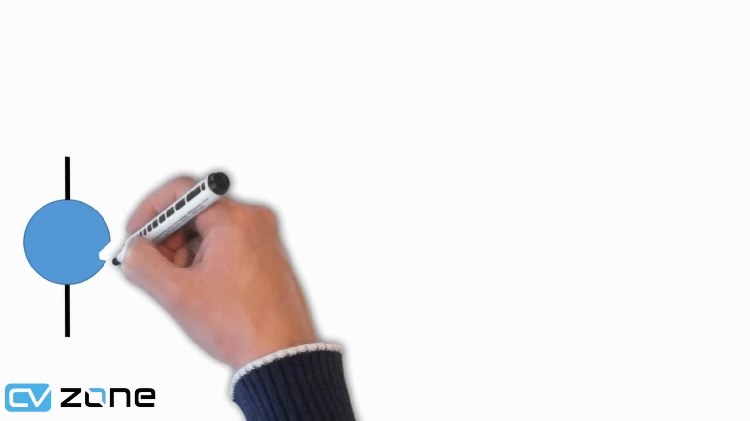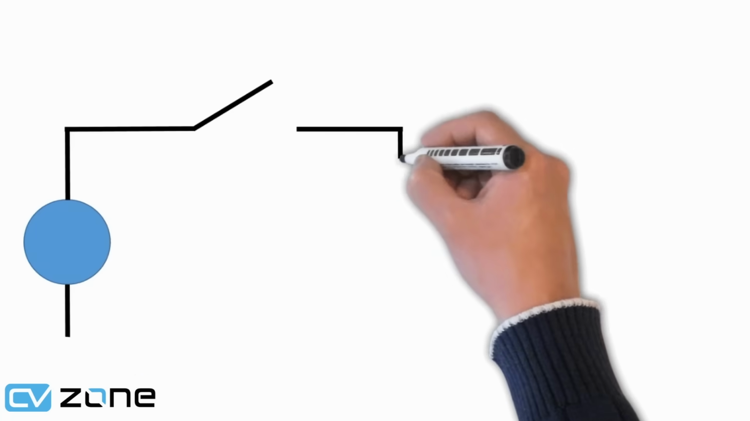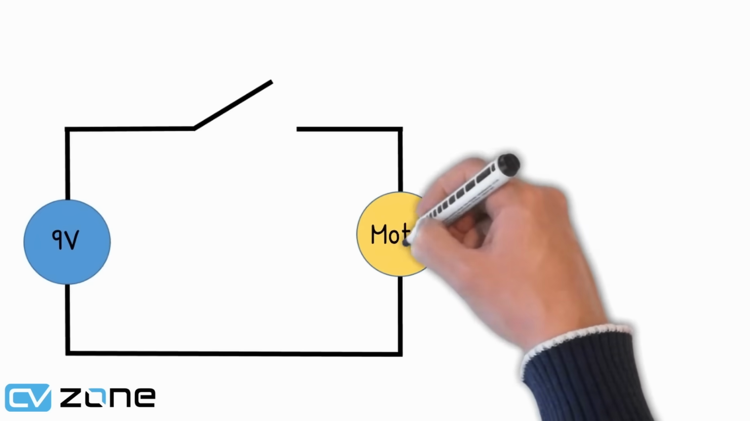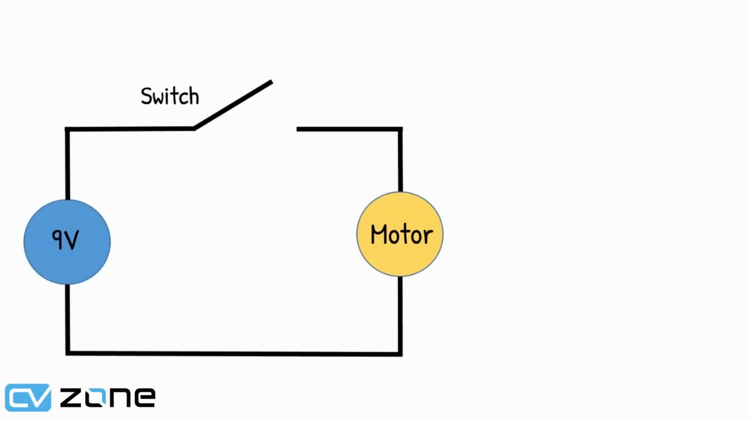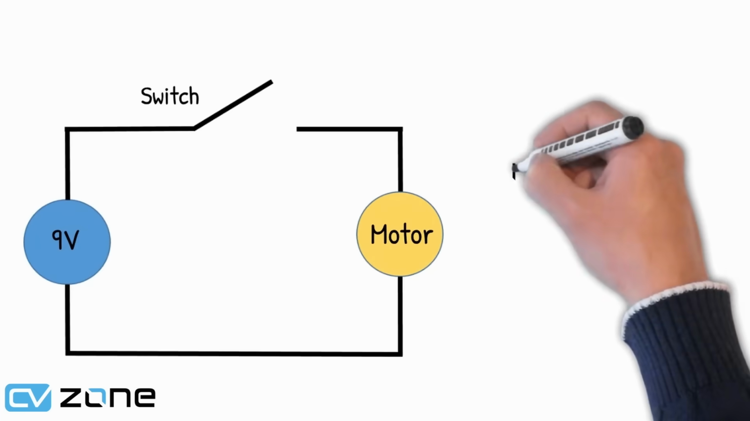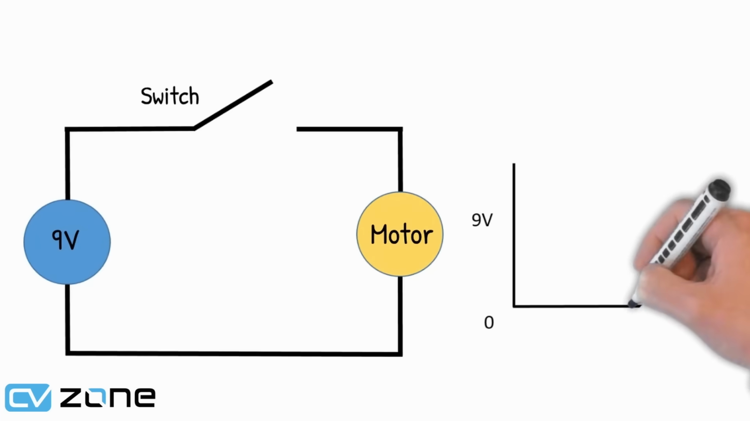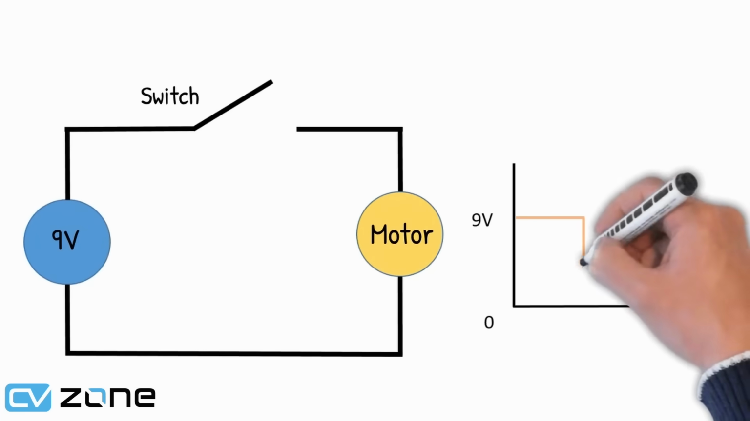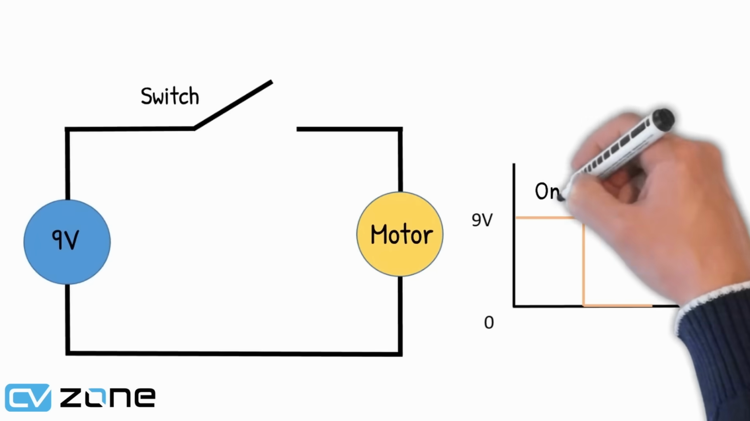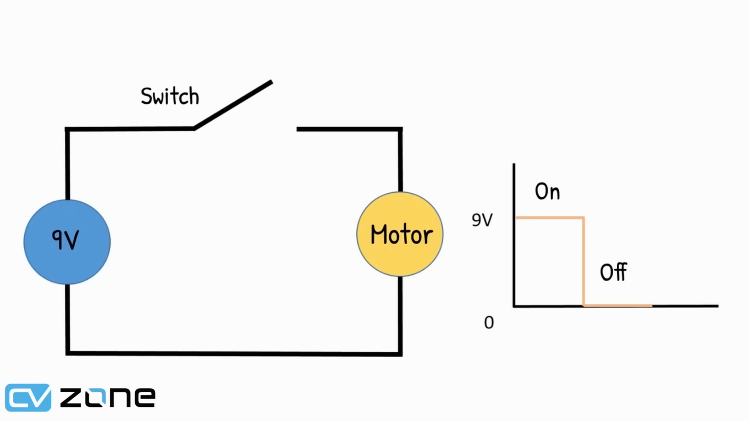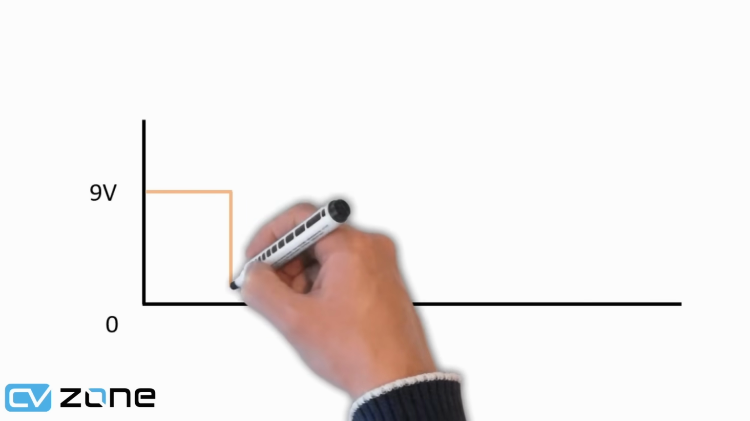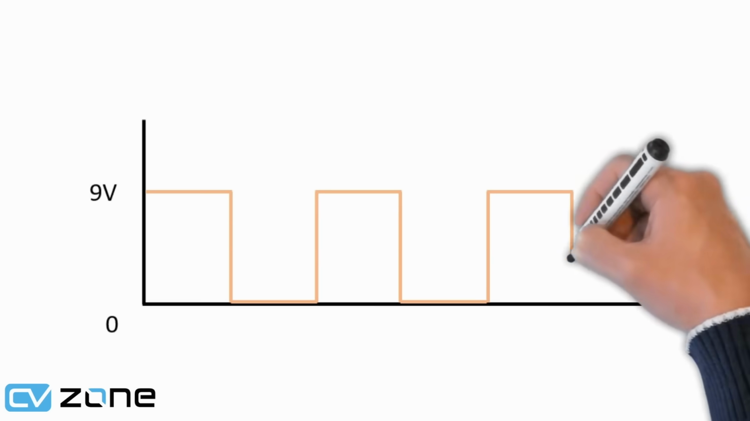So let's say we have the same circuit as before, but now instead of the resistor, we add a switch. This switch we can turn on and off. Given that our voltage is 9 volts, if we turn on the switch, the motor receives 9 volts, and if we turn off, the motor receives 0 volts. Now if we rapidly turn the switch on and off, our average voltage will decrease.